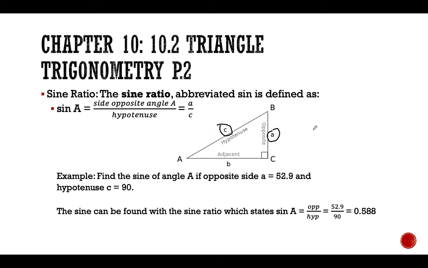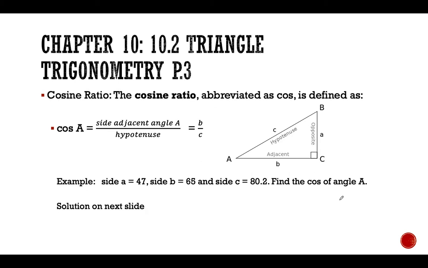Find the sine of angle A if opposite side A equals 52.9 and hypotenuse C equals 90. The sine can be found with the sine ratio, which states sine A equals opposite over hypotenuse, which equals 52.9 divided by 90, giving us sine A equals 0.588.